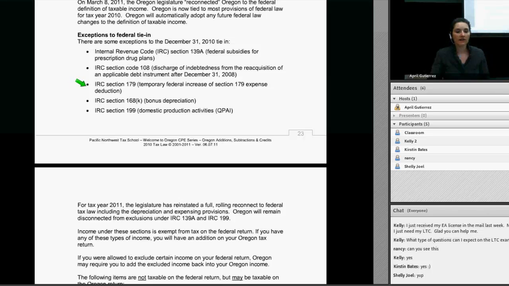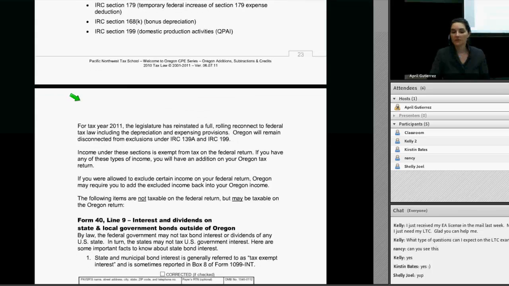Also, Internal Revenue Code Section 168, which has to do with bonus depreciation. Oregon is saying, nah, we don't allow bonus. And Section 199, which has to do with the domestic production activities deduction. If you claim that deduction on the federal return, Oregon says, no way, you're going to have an Oregon addition.